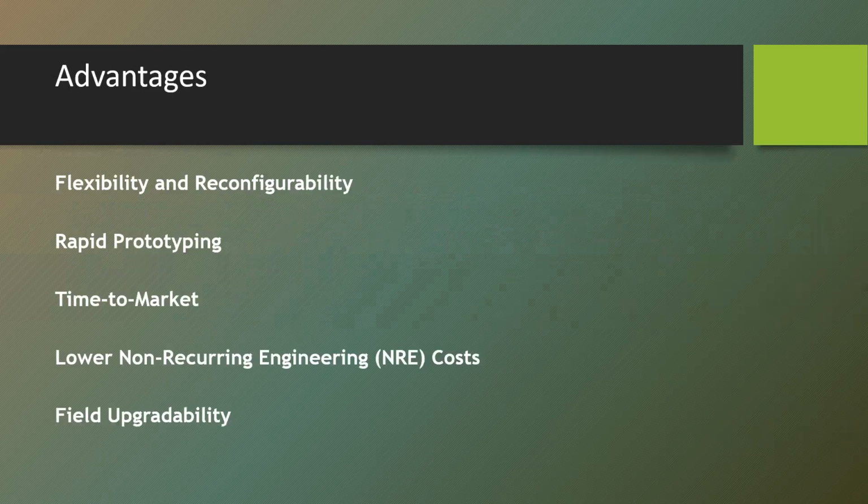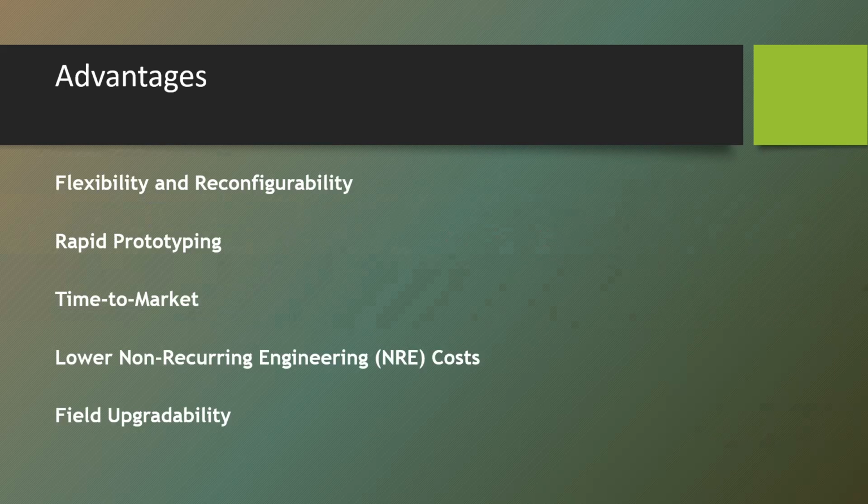So what are the advantages of FPGAs? Mainly, FPGAs are flexible and reconfigurable. An FPGA can be reprogrammed multiple times to perform different tasks or adapt to changing requirements. So when your requirements change, there is no need to design or manufacture new chips. Instead, you can implement the change in your FPGA, right?